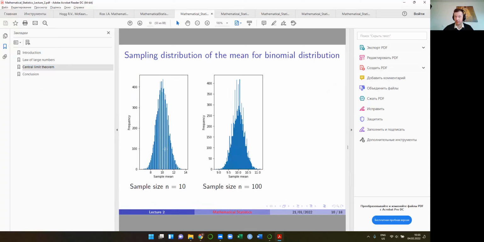It's bias. Oh, bias. The expectation does not coincide with the target, with the population parameter. And this difference is bias.